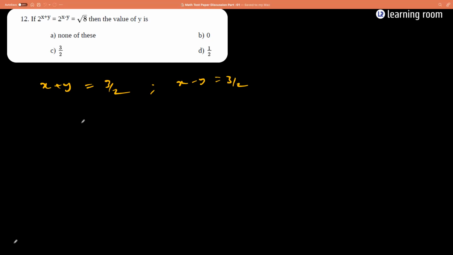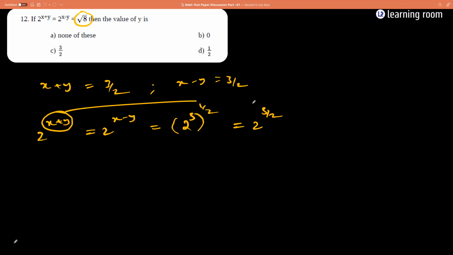Sir, I don't understand this question. Okay, see, 2 power x plus y is equal to 2 power x minus y is equal to 8 can be written as 2 power 3, and square root of it is half. So this is 2 power 3 by 2. So x plus y is 3 by 2, x minus y is 3 by 2.